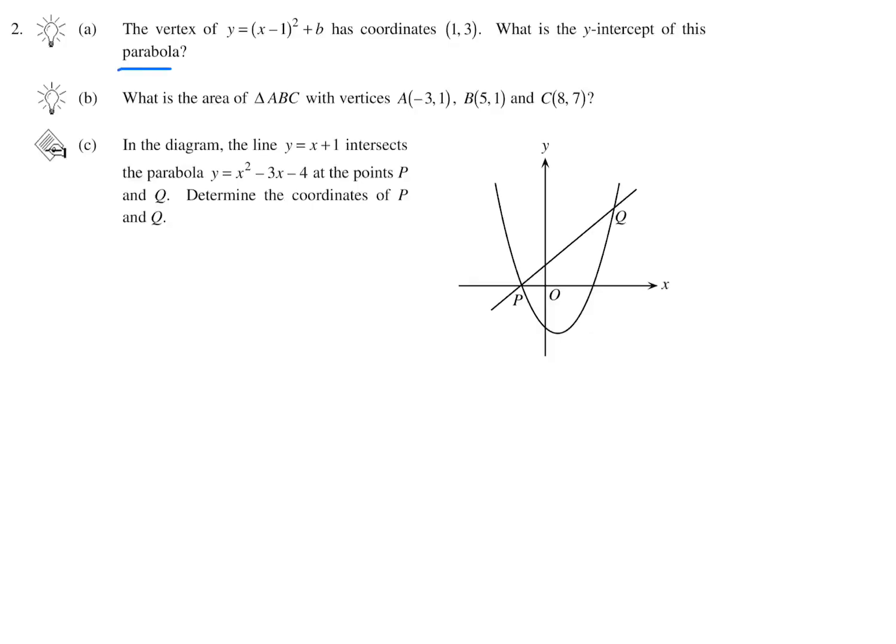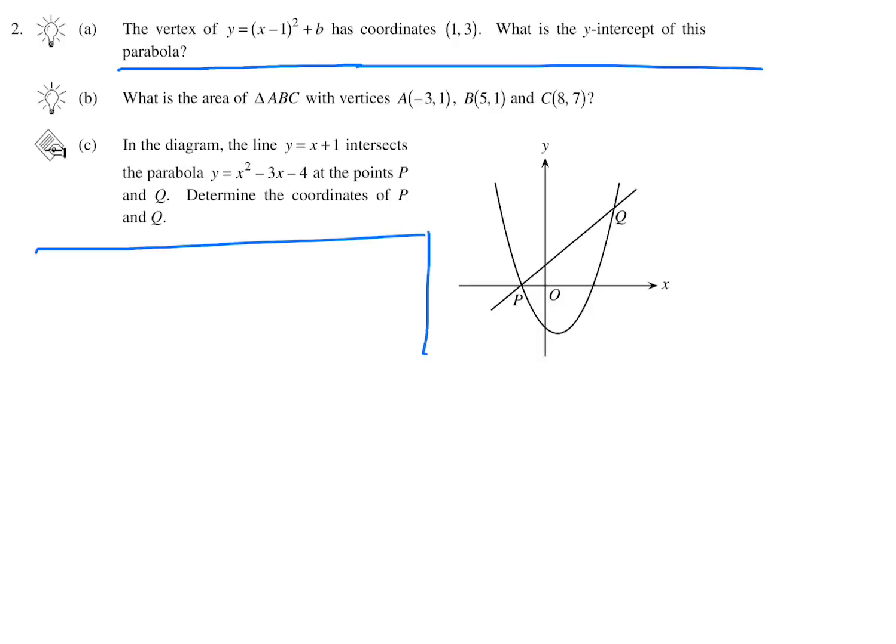The vertex of y equals x minus 1 squared plus b has coordinates 1, 3. What is the y-intercept of this parabola? Okay, let's concentrate on 2a. They've given you a point on this parabola. So you just plug that in. X equals 1, y equals 3, and that will allow you to solve for b initially.